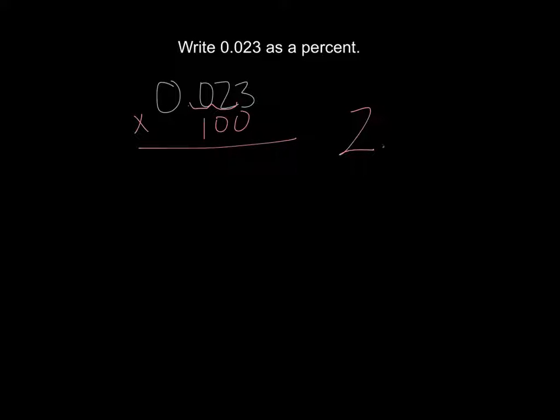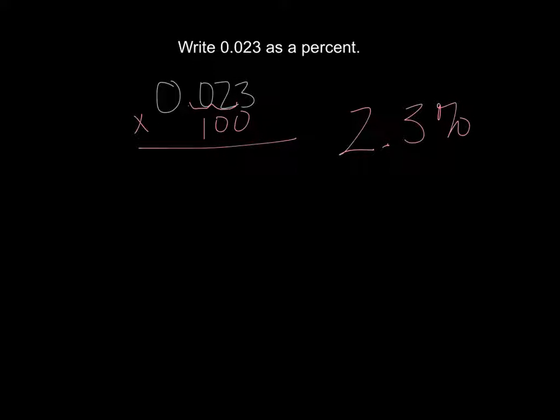All right, so write 23 thousandths as a percent. Remember, our first step is multiply by 100. So I just have to move the decimal point 2 spots. So that is going to equal 2 3/10%.